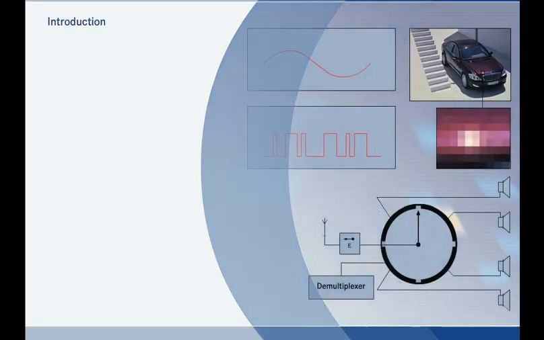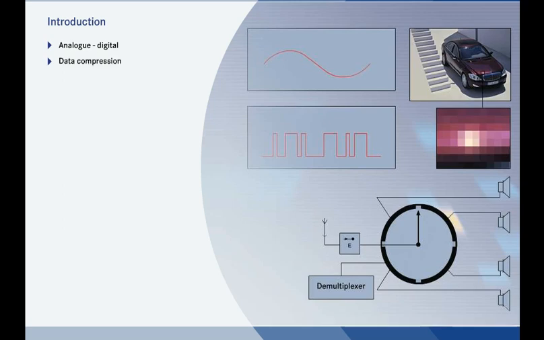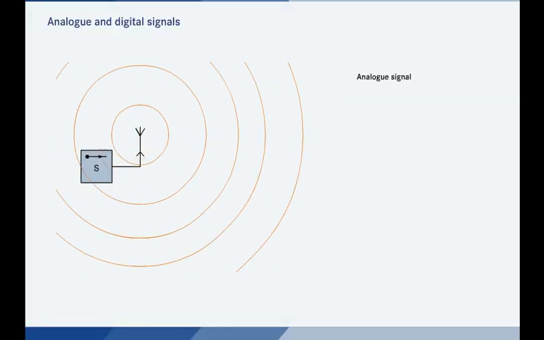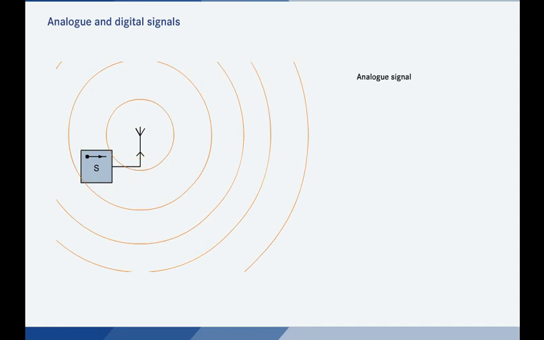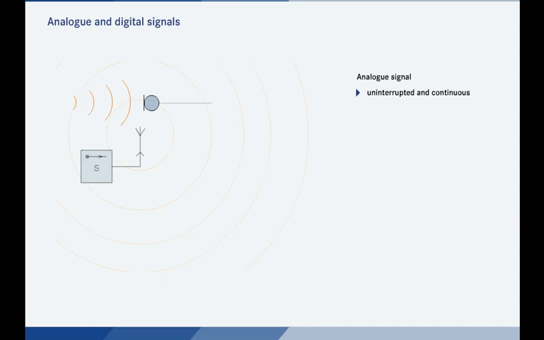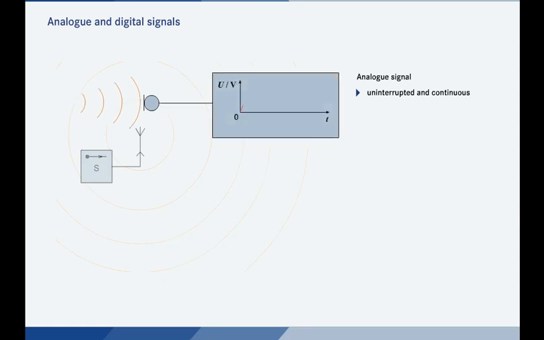The chapter on signal processing compares analog and digital signals and describes the process of digitalization. You will then be given an explanation of data compression and multiplex transmission. Many signals sent by radio transmission, such as radio station broadcasts, are analog signals. These analog signals are recorded beforehand as unbroken and continuous electric oscillations using a microphone.